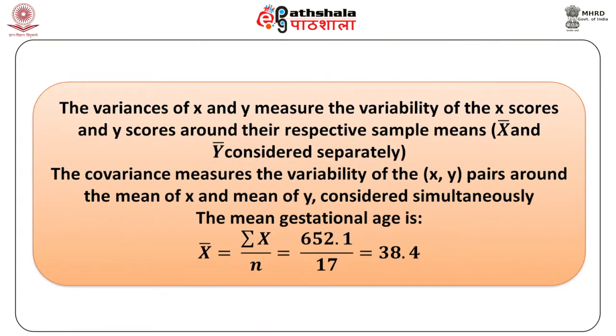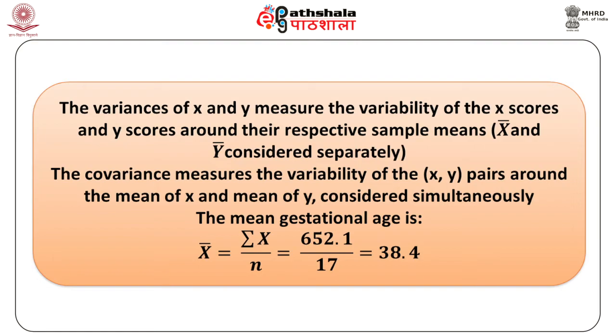The variances of x and y measure the variability of the x scores and y scores around their respective sample means, x bar and y bar, considered separately. The covariance measures the variability of the x, y pairs around the mean of x and mean of y considered simultaneously. To compute the sample correlation coefficient, we need to compute the variance of gestational age, the variance of birth weight, and also the covariance of gestational age and birth weight.